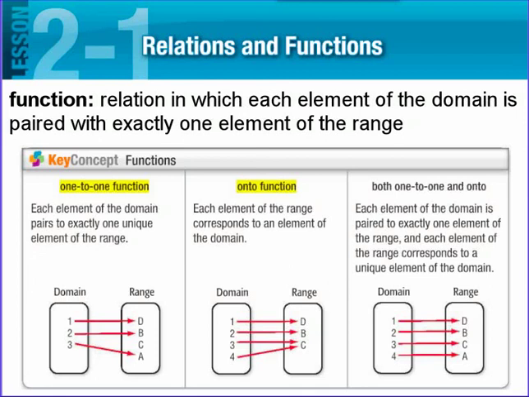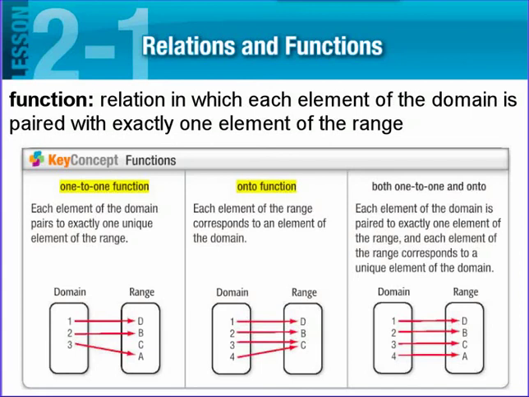So today we're going to be talking about relations and functions. This is chapter 2. And so if you notice up there on the board, I have the definition of a function. A function is a relation in which each element of the domain is paired with exactly one element of the range. So let's review again what domain and range are. Domain is what? X values. Yes, good.